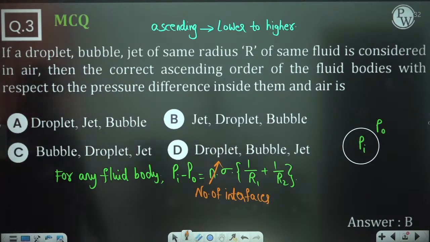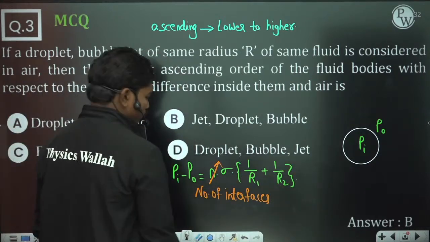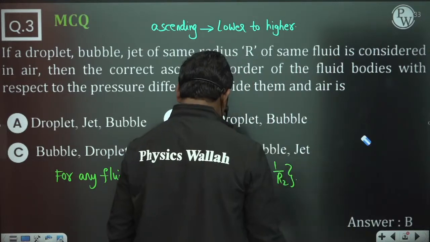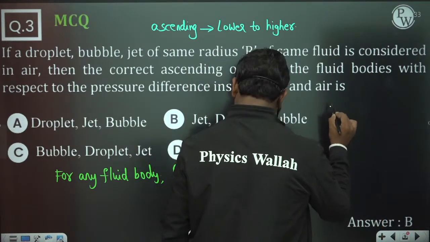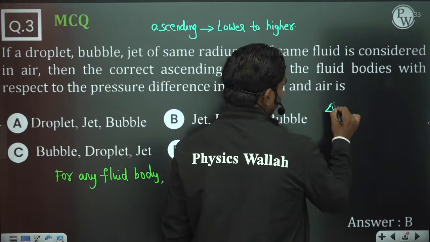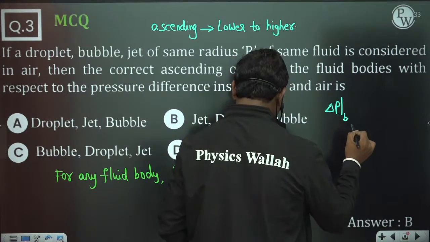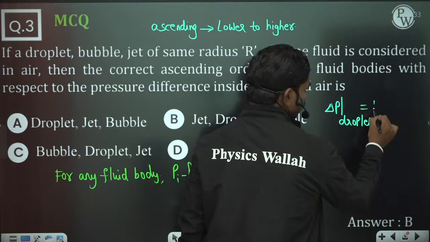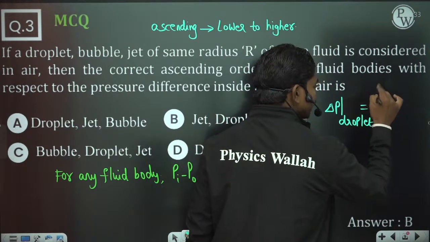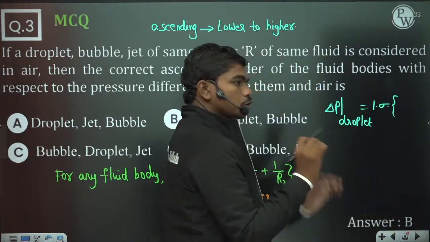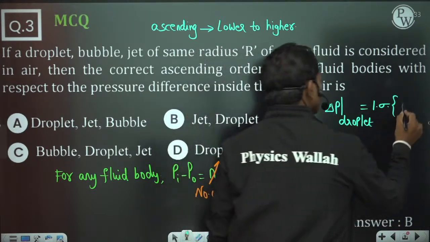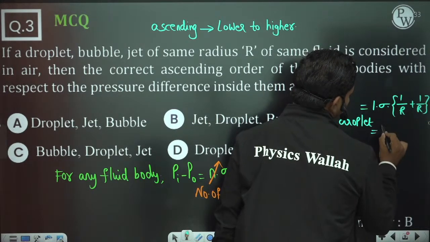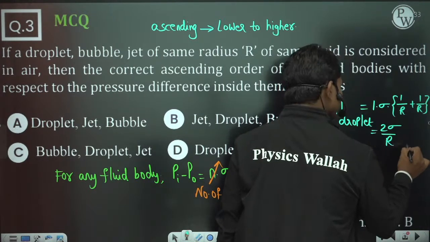Okay, so now if you simplify things, let us start with the droplet. Delta P of the droplet is equal to, the droplet has only one active surface, sigma, the water and air interface. In the case of a droplet, you take the radius in any two perpendicular directions, both are equal to the radius of the droplet. So this is equal to 2 sigma by r.